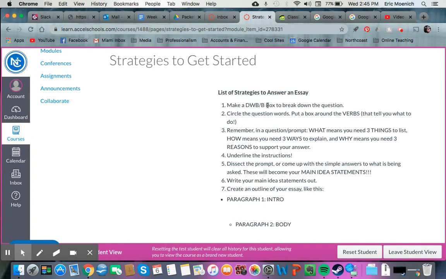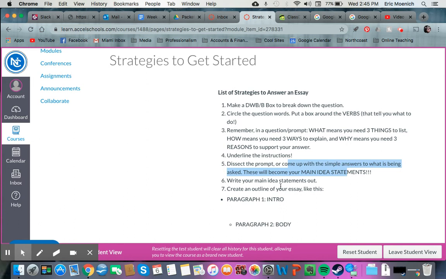Using your DWBB box to break down the question, circle those question words like we talked about, right? Put a box around the verbs that tell you what to do. What is a question word that means you need to tell three things? How is a question word that says three ways? And why means you need three reasons. Underline some instructions. Dissect the prompt or break it down, right? Come up with the simple answers to what's being asked because those turn into your main idea statements.